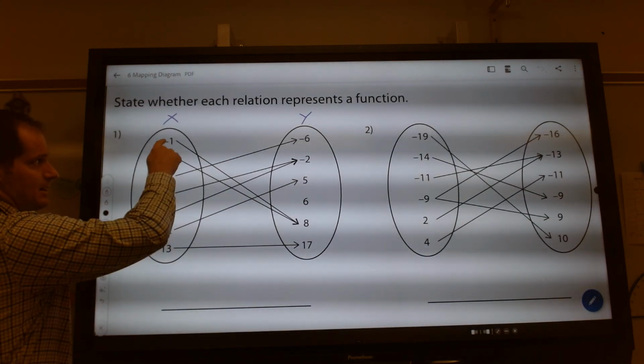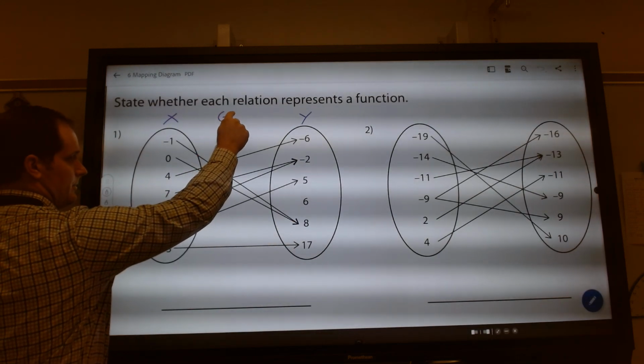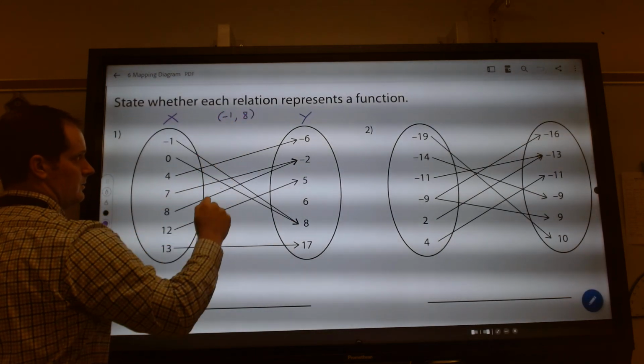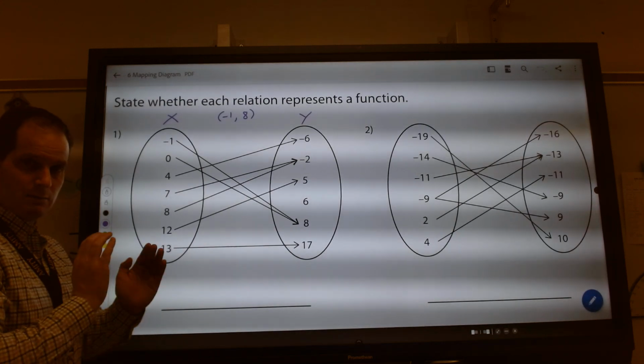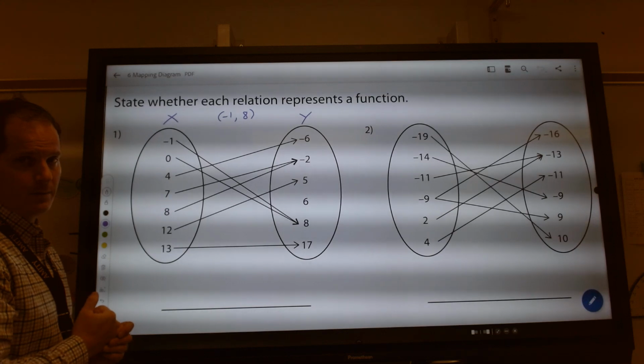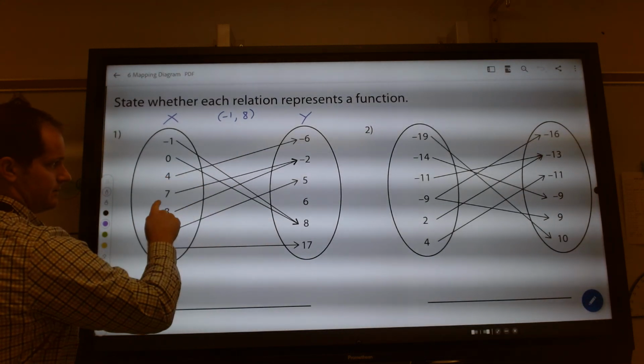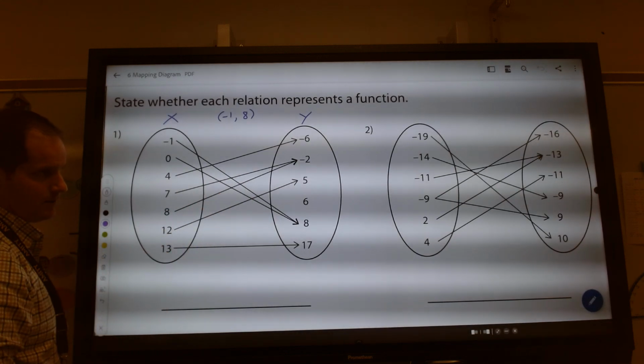For example, we'll see that -1 is mapped to 8. If you think of this as in an earlier video, that -1, 8 is in a relationship. They're together. You can represent it as a coordinate point or ordered pair. 0 is also with 8. 4 is with -6. 7 is with -2, and so on and so forth.